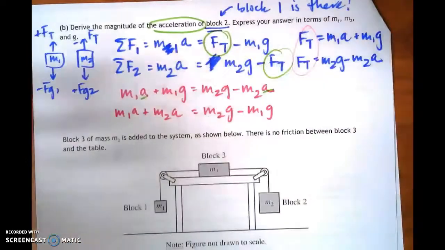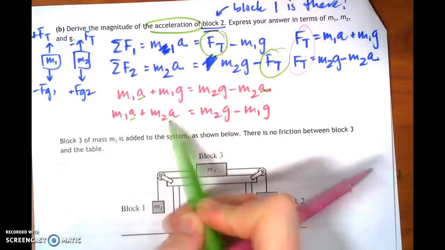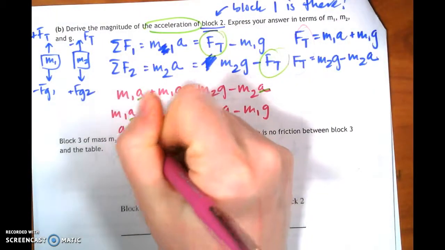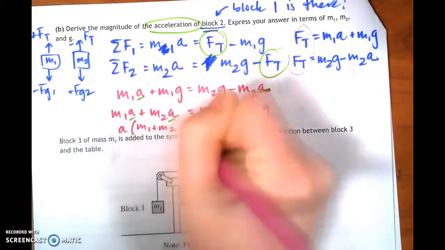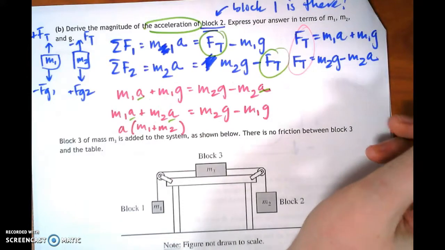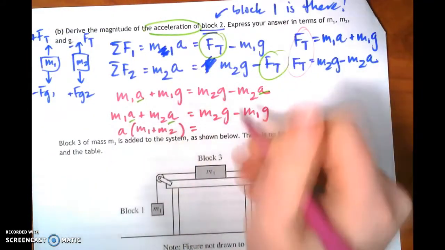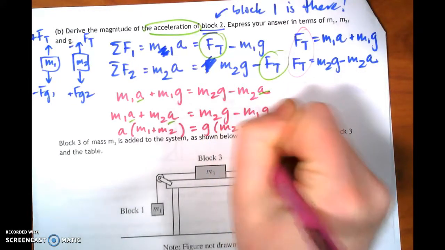So now I want to simplify because I've got a couple things that I'm looking for that are grouped together. So I'm going to take a out here. a is separated from mass 1 plus mass 2. Those are our two masses there. So that's distributed through. And I'm going to do the same thing over here, is equal to g times mass 2 minus mass 1.